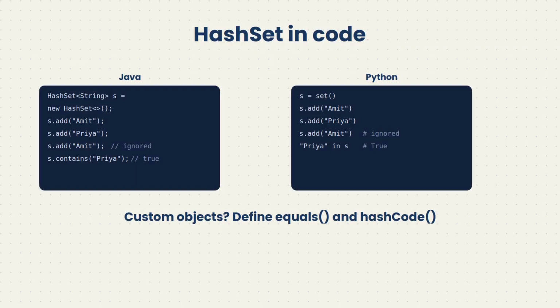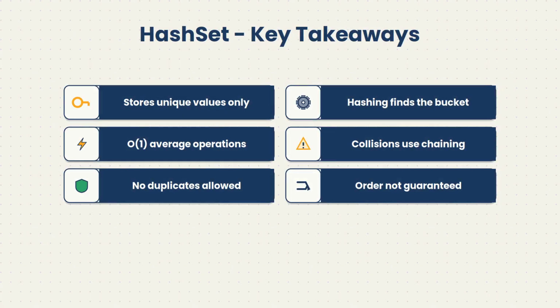Here is a simple example. In Java, we use HashSet. In Python, the set data type works in a similar way. Both store unique values. One quick but important tip: these examples use text values, which work automatically. But if you store your own custom objects, you must correctly define their equals and hashcode methods, or duplicates can slip in.